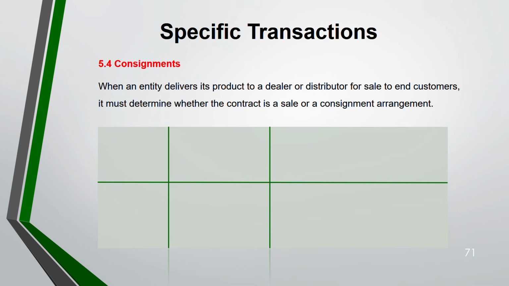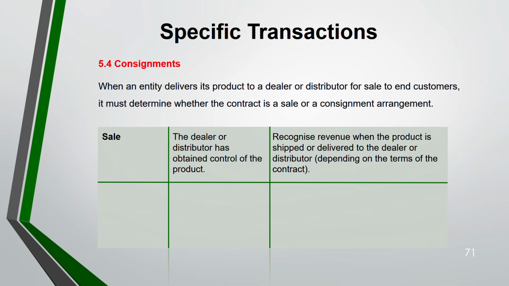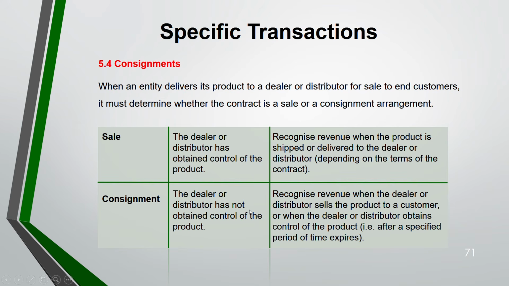Now, the last transaction is consignment. When an entity delivers its product to a dealer or a distributor for sale to an end customer, they have to determine whether the contract is a sale or a consignment. If it's a sale, the dealer has obtained control of the product. So they will recognize revenue when the product is shipped or delivered to the dealer or distributor. If it's a consignment, the dealer will not have obtained control of the product. They will recognize revenue when the dealer sells the product to a customer or when the dealer obtains control of the product after a specified period of time expires. Be very careful whether it's a sale or a consignment.